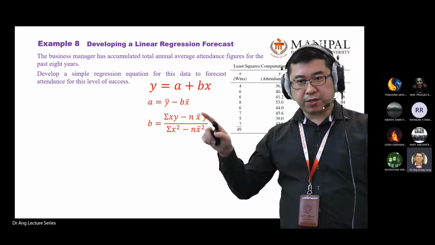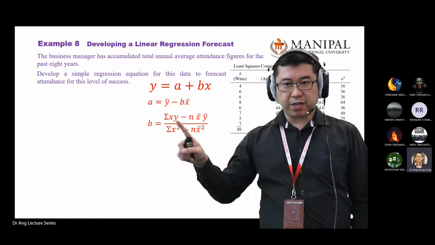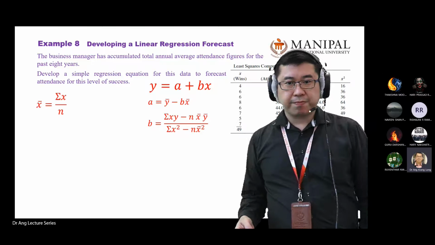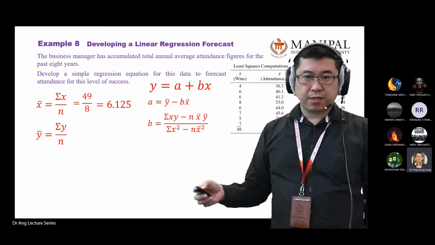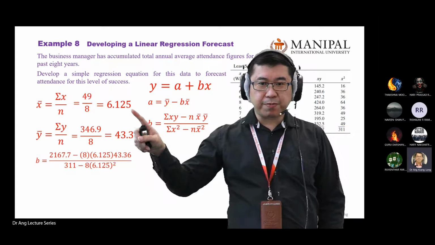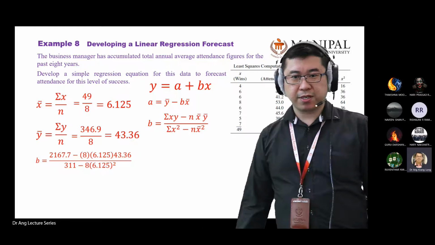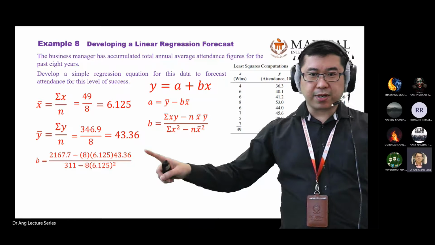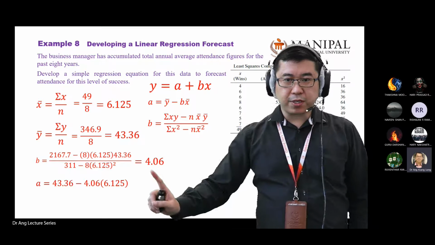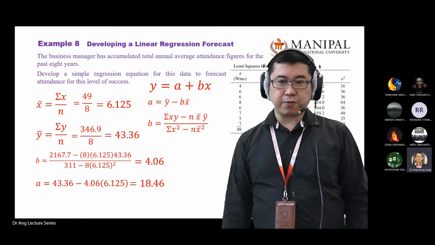You start calculation using this equation, y equal to a plus bx. Calculate your a, calculate your b using the values that you just calculated. So your x bar equal to 6 point something, y average equal to 3.36. So your b, you substitute the values inside there. So your b will be 4.06. So your a value will be 18.46.